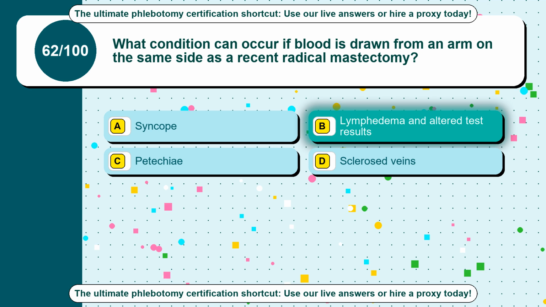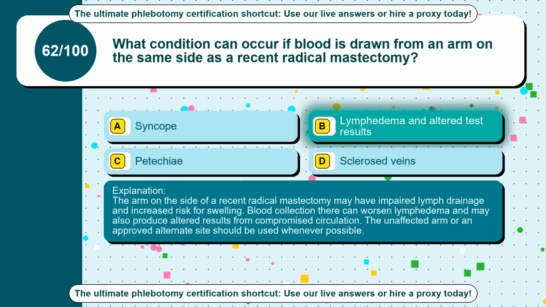The correct answer is option B, lymphedema and altered test results. The arm on the side of a recent radical mastectomy may have impaired lymph drainage and increased risk for swelling. Blood collection there can worsen lymphedema and may also produce altered results from compromised circulation. The unaffected arm or an approved alternate site should be used whenever possible.